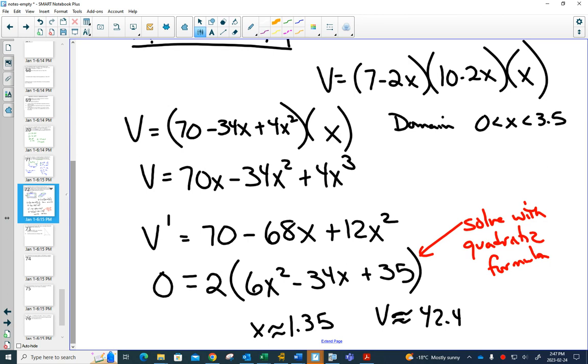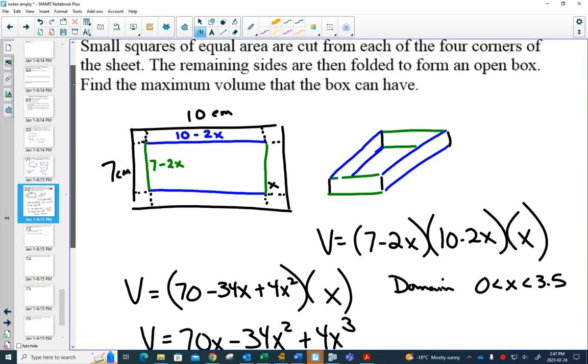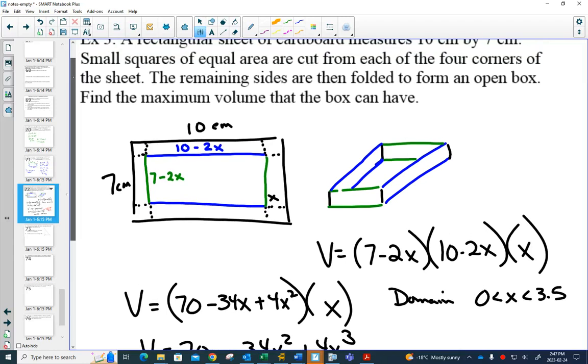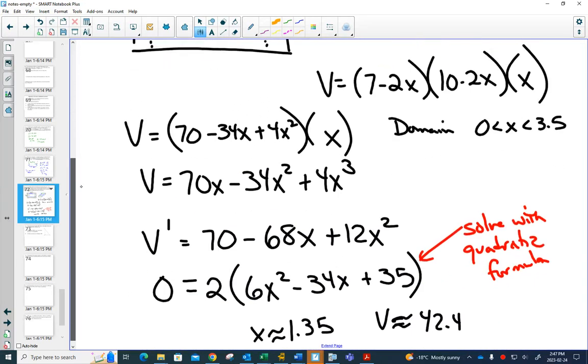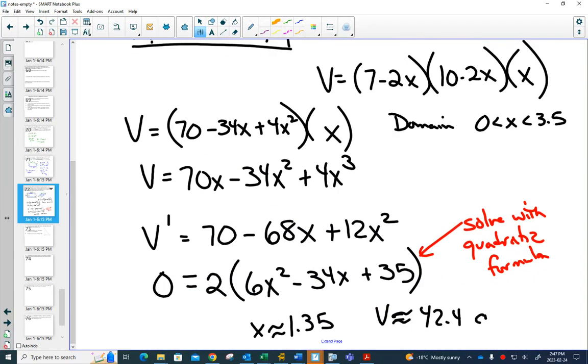I should include my units. So the question started off with centimeters. Okay, find the maximum volume of the box.